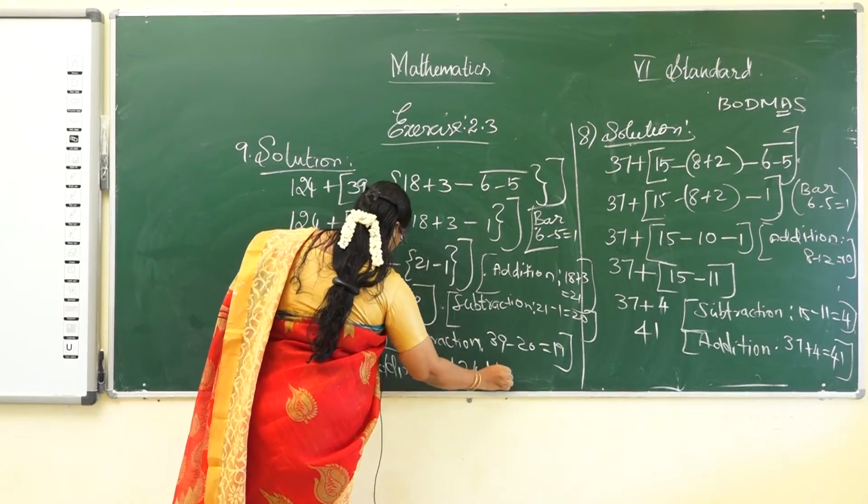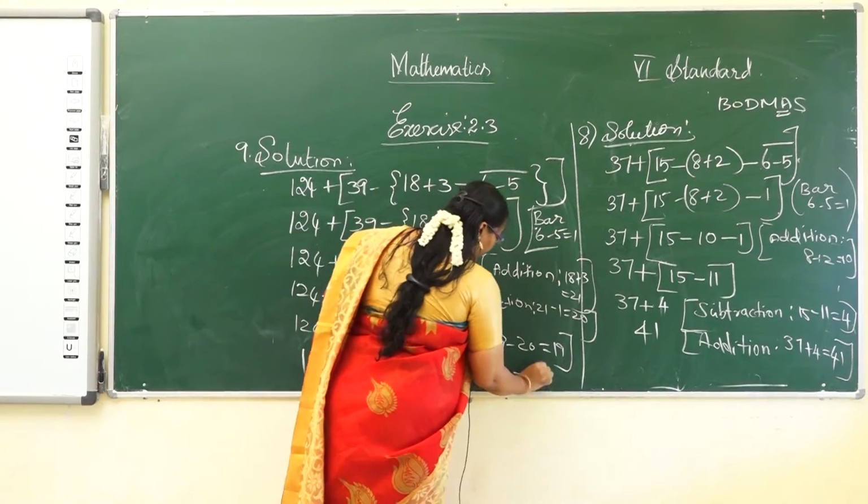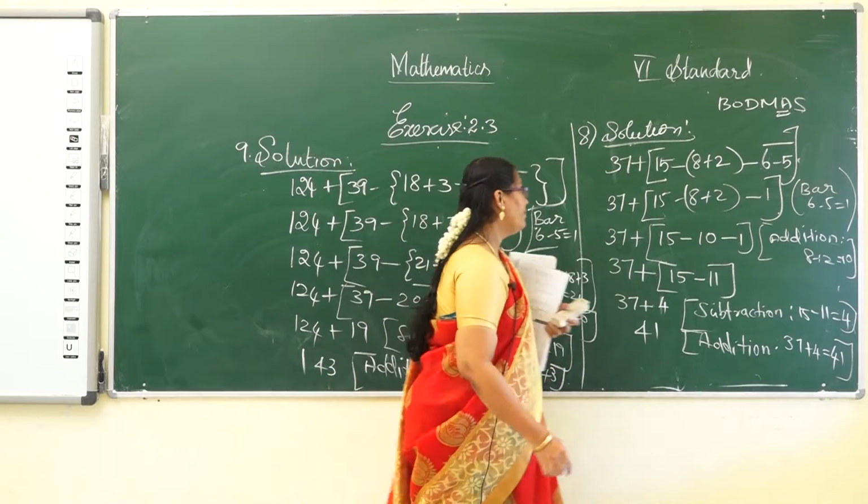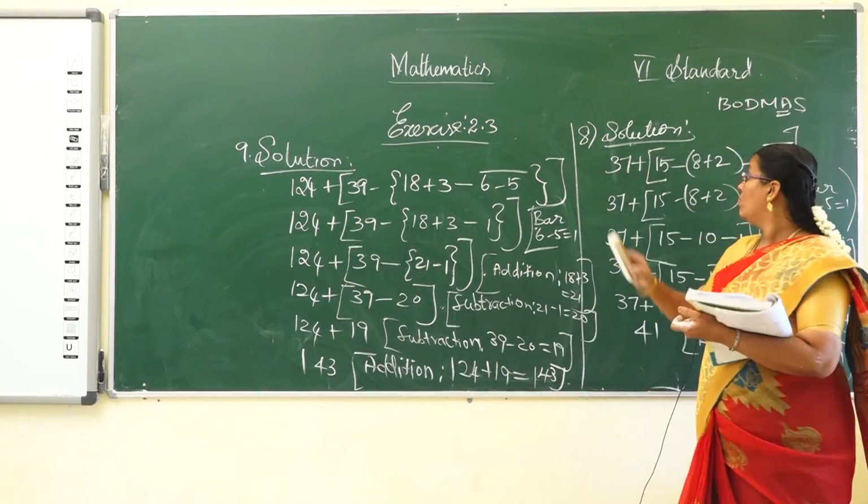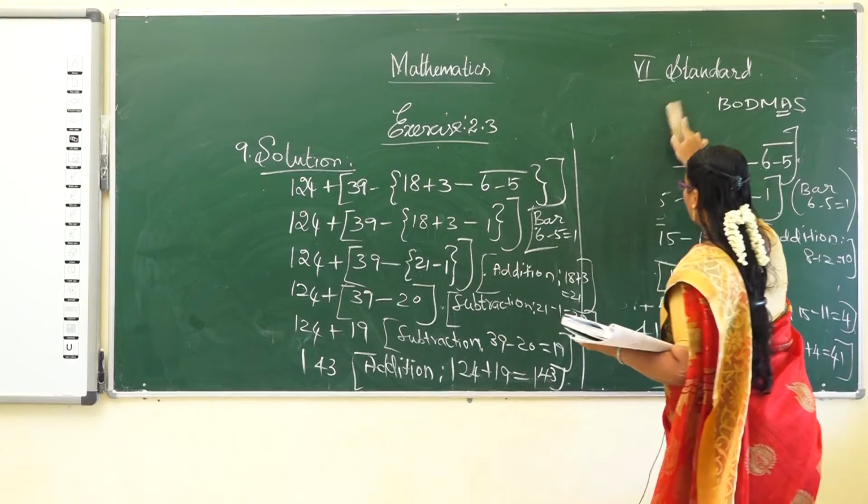124 plus 19 is equal to 143. Okay. Now see the 10th problem.